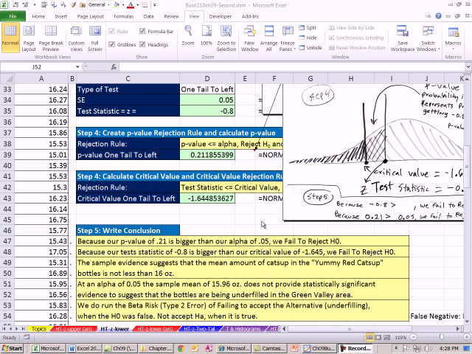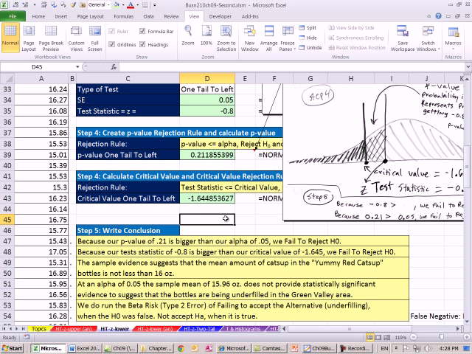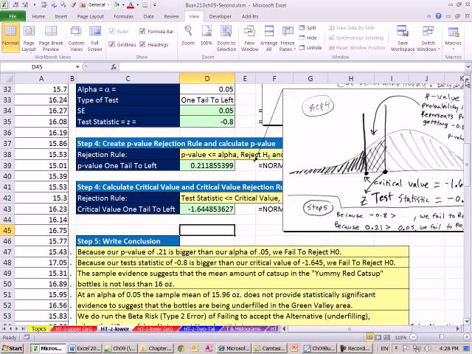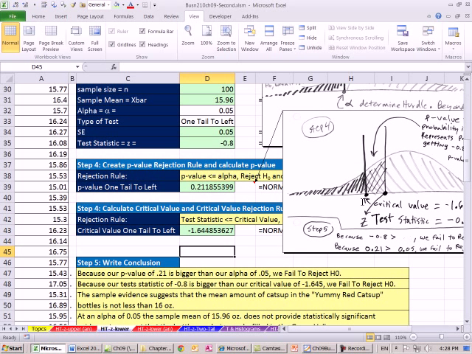All right, that's our second example for hypothesis testing. Sigma known, and we did a 1 tail on the left. When we come back, we'll do sigma known 2 tail. All right, see you next video.